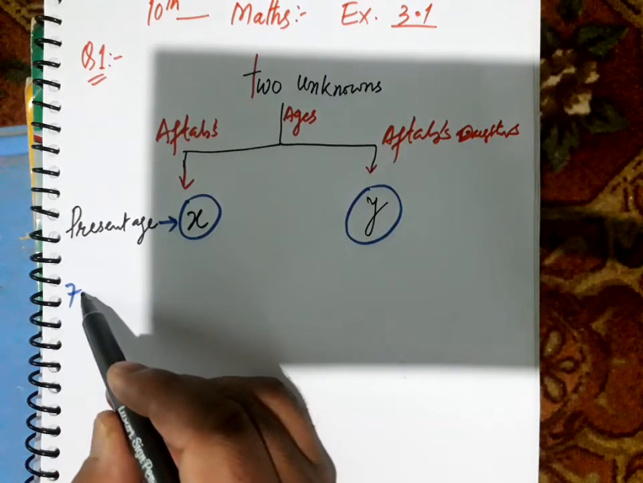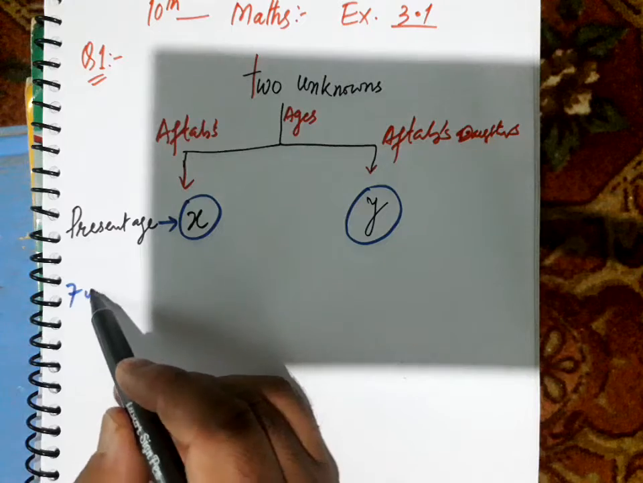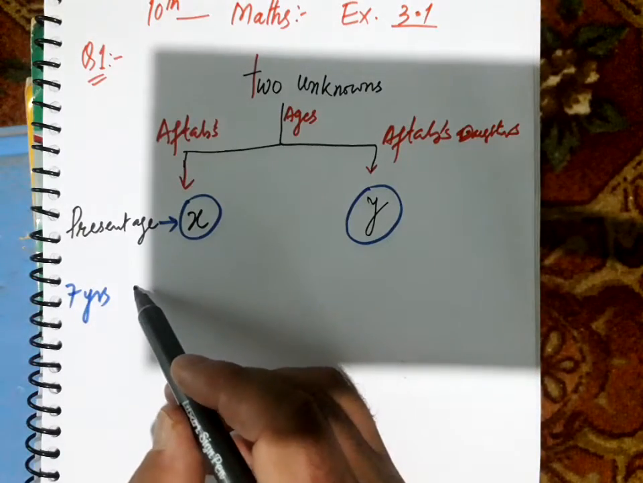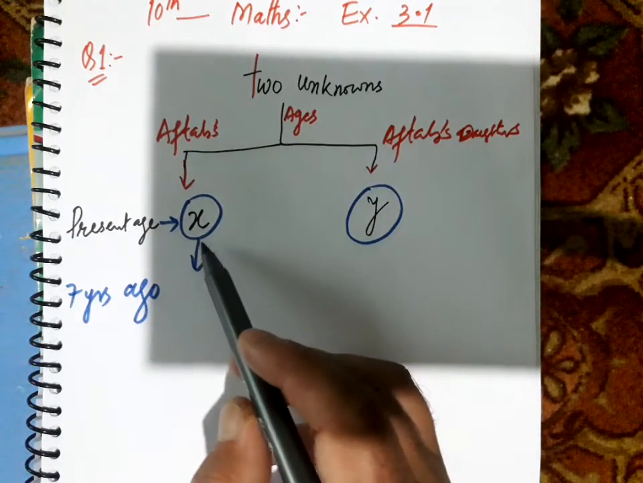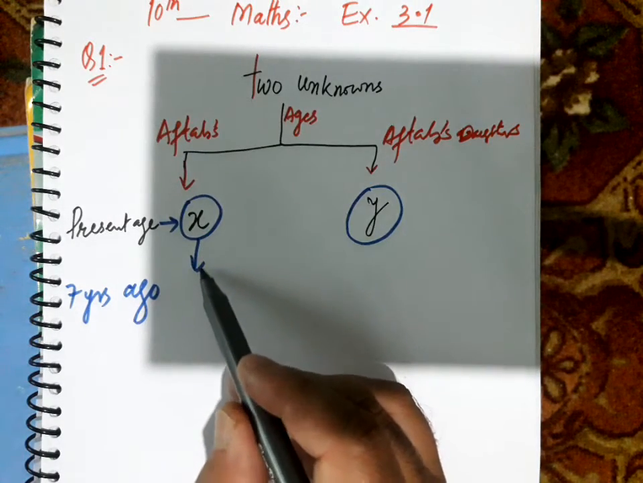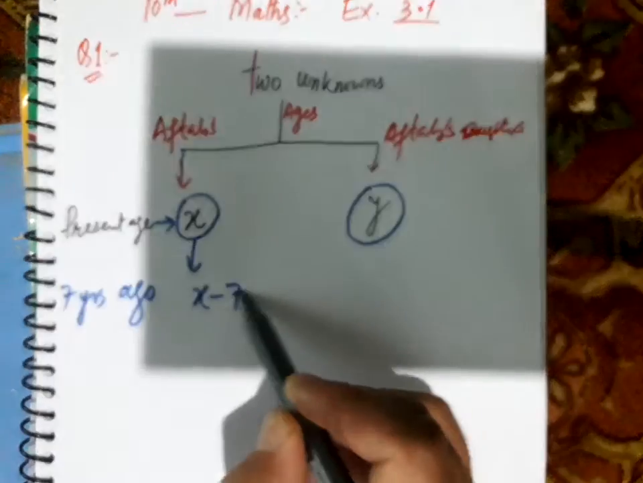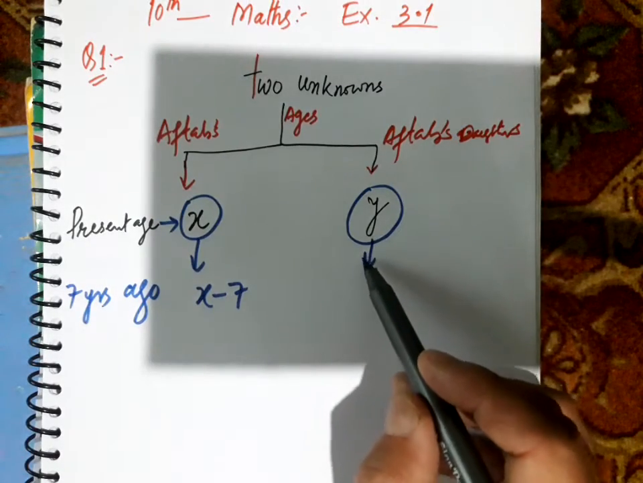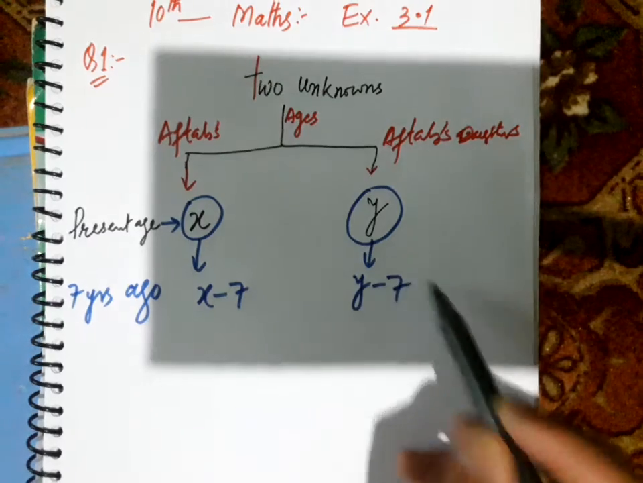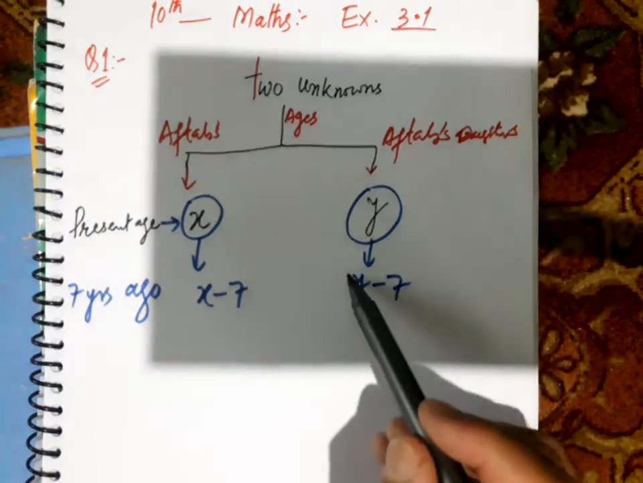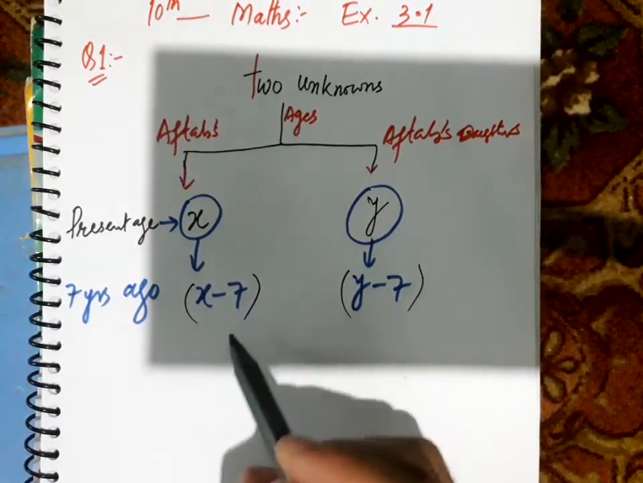Then we are able to calculate their ages 7 years ago. 7 years ago, Aftab's age will be present age minus 7, that is x minus 7, and his daughter's age 7 years ago will be y minus 7. In this way we are able to calculate their ages 7 years ago.